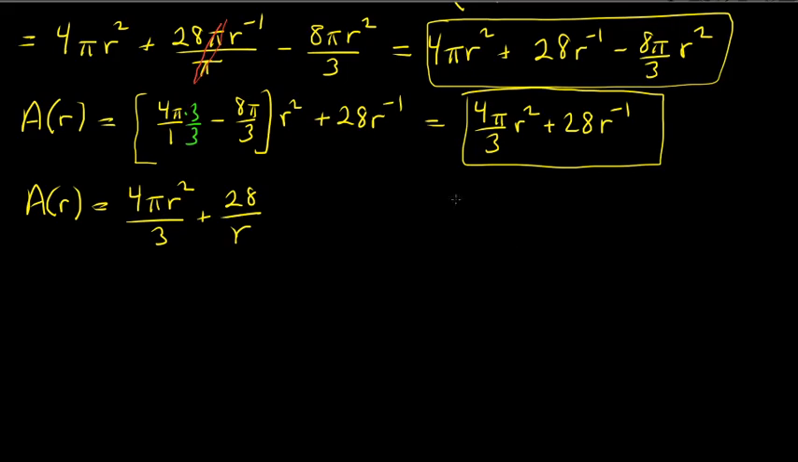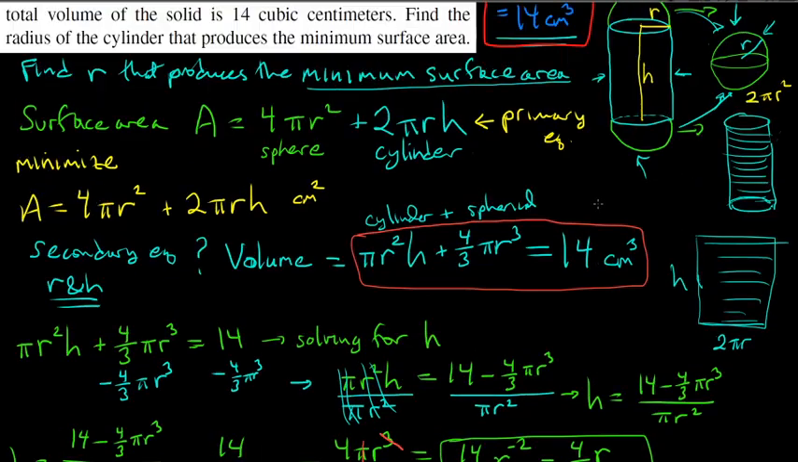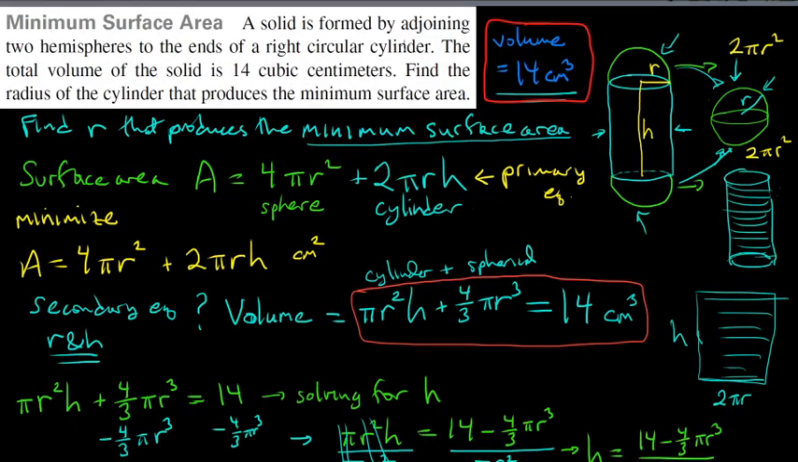So maybe this is a good time to pause because we did a lot of work here. So let's back up and just figure out where we're at. The question was to find the radius that produces the minimum surface area. And we had our surface area as a function of r and h. And so in order to eliminate h, we had to find the secondary equation, which has to do with volume. And that's, again, up here on the right. The volume was given as 14 cubic centimeters.